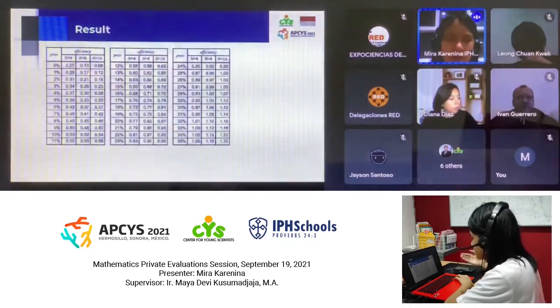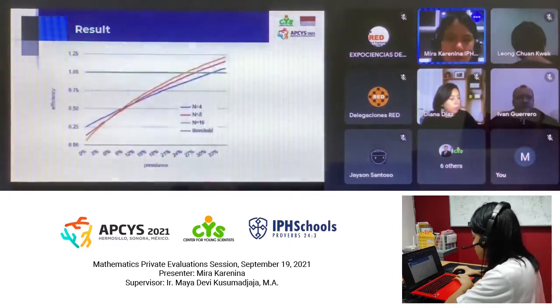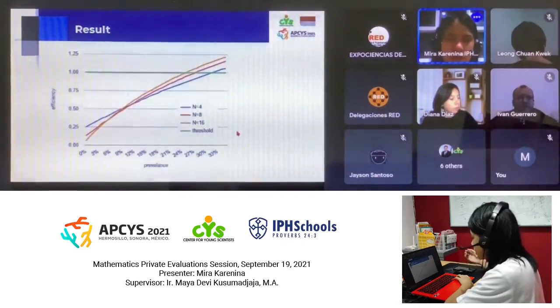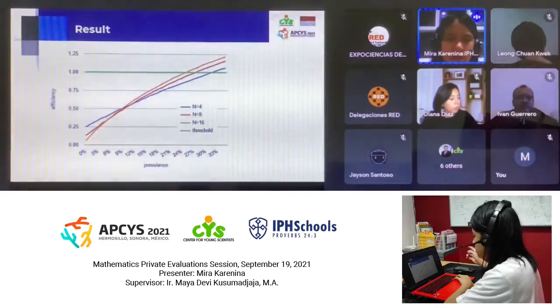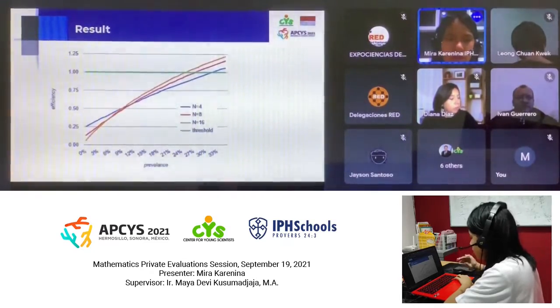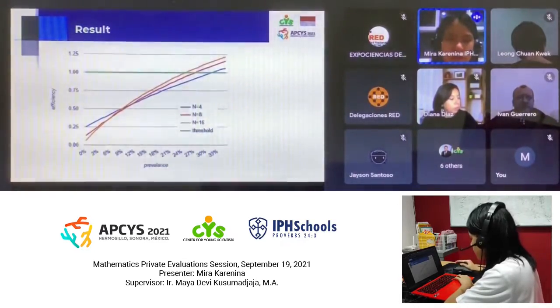And here is the efficiency result, setting the prevalence rate as a variable. I also extended my simulation by adding the initial pool of 8 samples and also 16 samples. And here is the chart version of that table. We can see here that the green line shows the threshold limit where the efficiency reaches 1. Beyond that, the pool test is no longer effective.